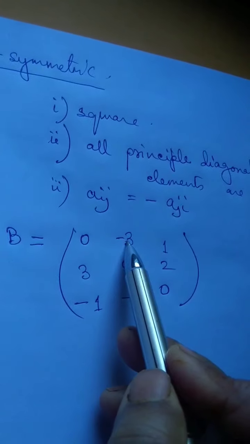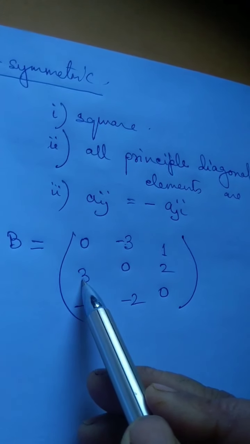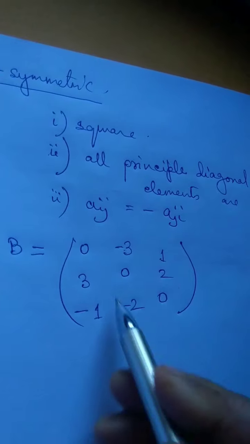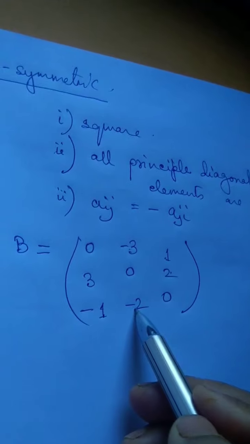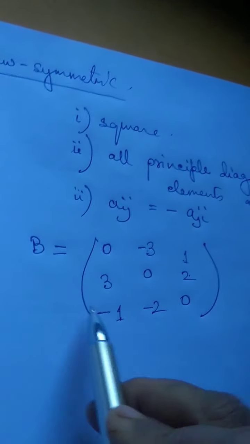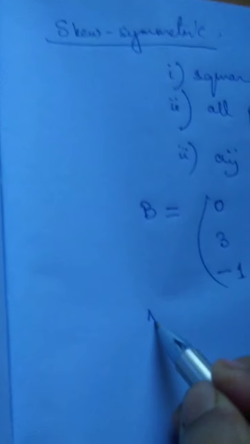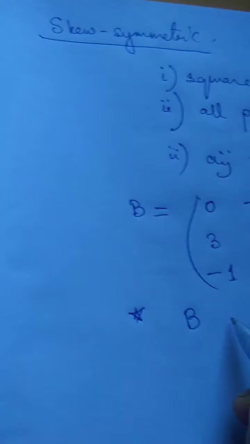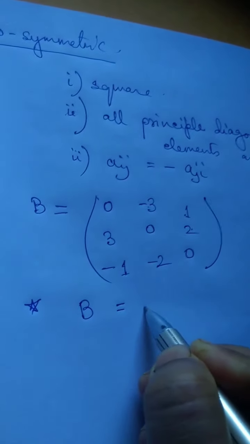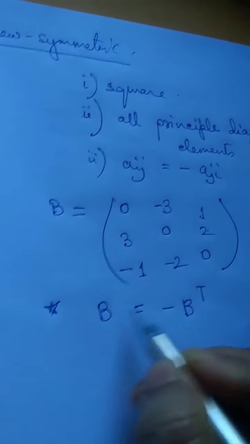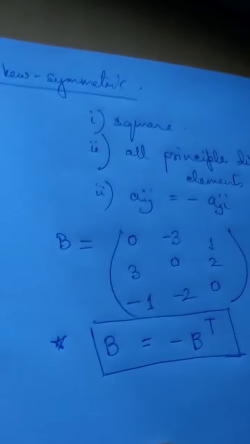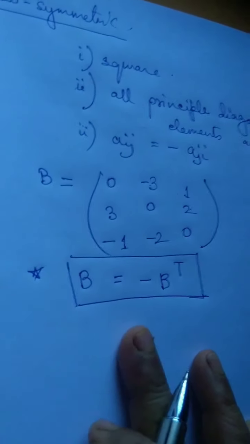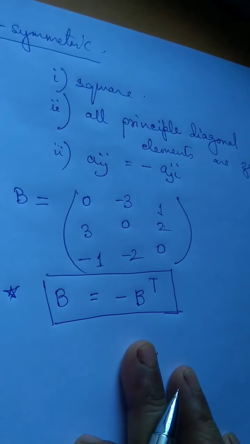Aij, that is A12, is equal to minus A21. A13 is equal to minus A31. A23 is equal to minus A32. So this is a skew symmetric matrix. Also, the condition in order to check whether a matrix is a skew symmetric matrix is B is equal to minus B transposed. If this condition holds, then we can say that a matrix is skew symmetric. B is equal to minus B transposed.